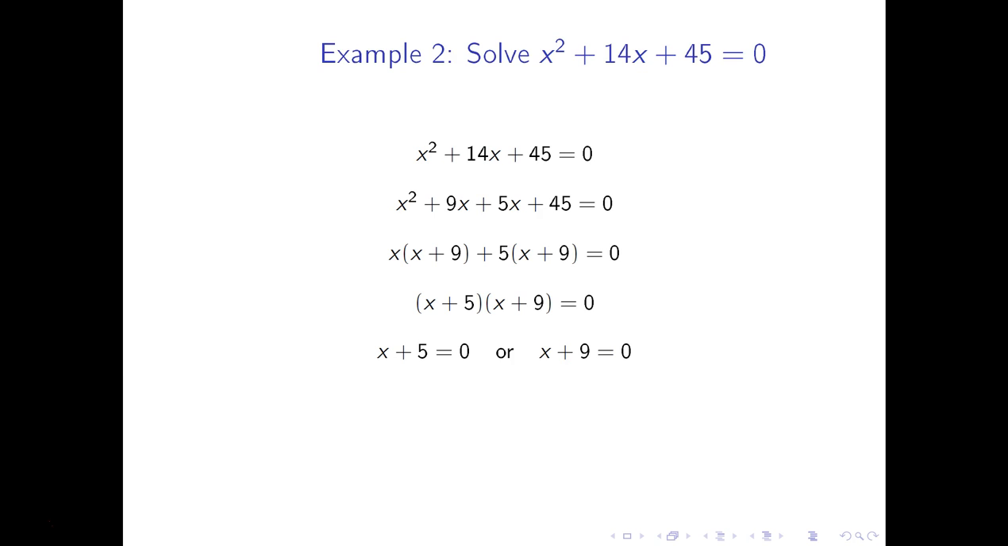Can you solve each of those equations? Go ahead and pause the video and solve them. Well, hopefully you solved and you got x is equal to negative 9 or negative 5, or we can write them together in this way. So this is how we solve by factoring. We have it equal to 0, we factor, we set each factor equal to 0, and we're done.